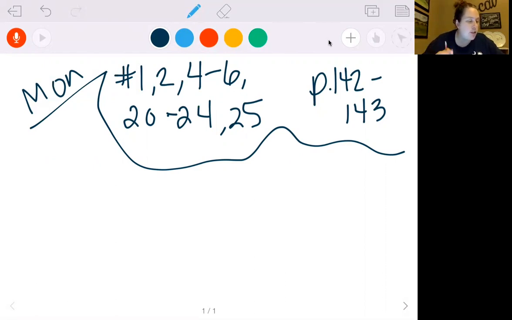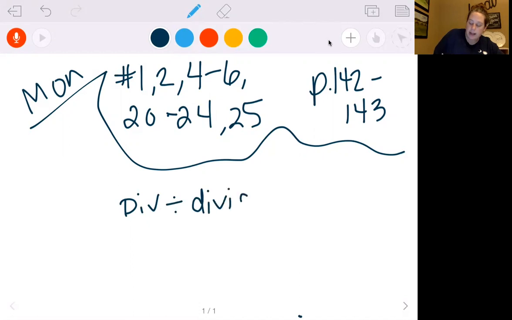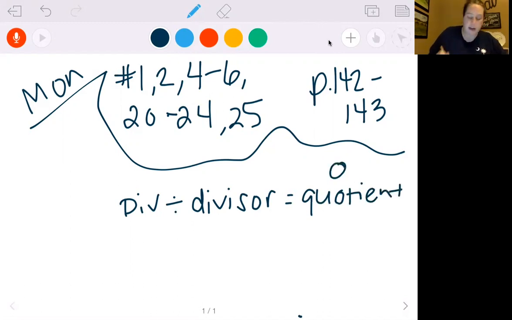So on page 142, let's look at number 1 together. It says, which equation best shows the division rule? When the dividend is 0, the quotient is 0. So if the quotient is 0, that eliminates C automatically. So you need to remember that we have dividend divided by divisor equals quotient. If our quotient is 0 and our dividend is 0, then go through those options and figure out for number 1 what the best answer would be.